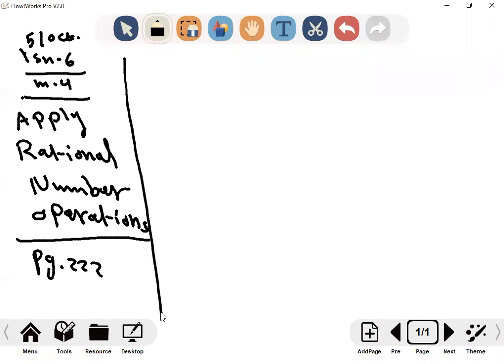Now, yesterday we said we apply order of operations if we have more than one operation, right? So let's start with example 2 directly. Example 2, we are on page 222, okay? Example 2, page 222.